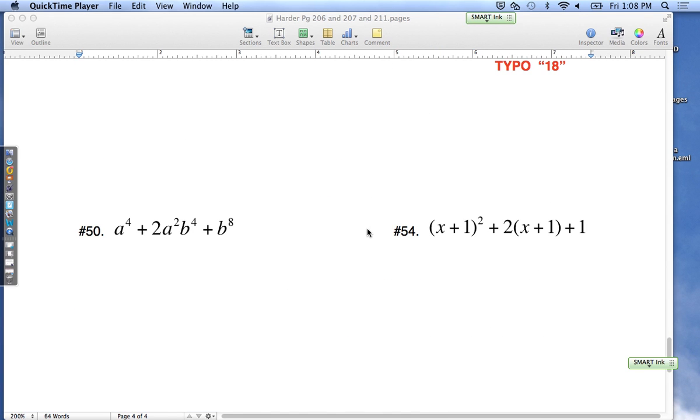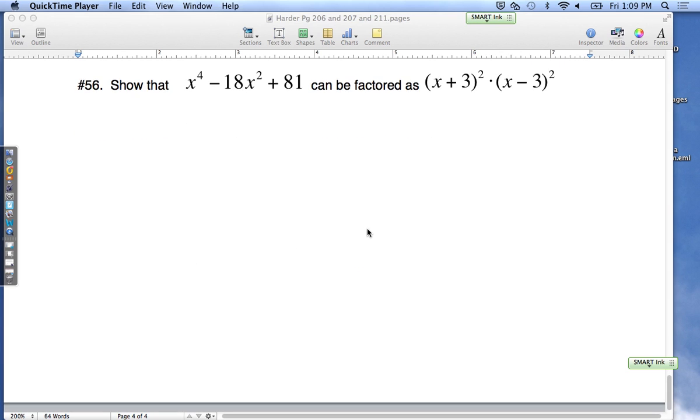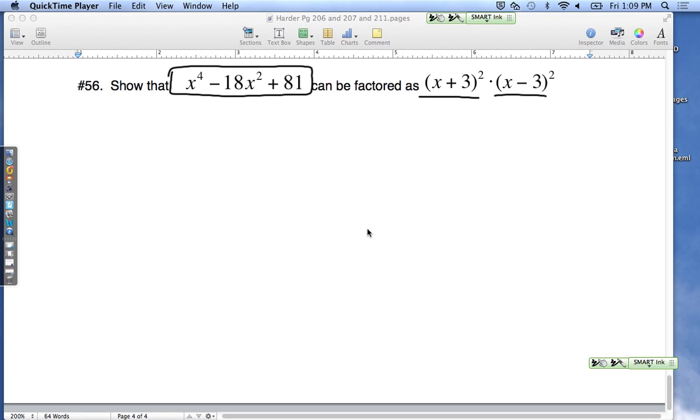I'm going to skip number 54 for now, and I'm going to move down to number 56. So this is a very abstract problem, and it's asking you to show that this polynomial can be factored as the pair of binomials squared here. So analyzing it, you can see that they have nothing in common first, so there's nothing that you can factor out to make it a simpler problem. It's in its most simplified form as a polynomial at the moment.